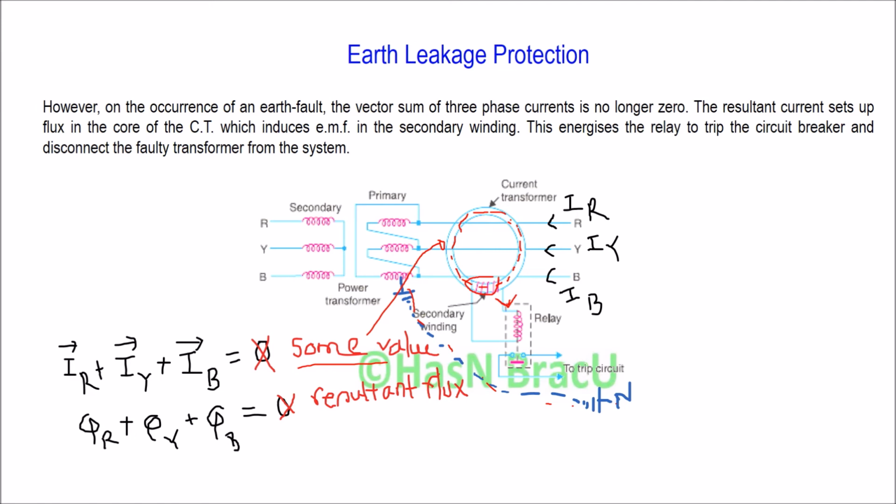Normally 20% current setting is used for this earth leakage relay, as the leakage current is very small. When the value of this leakage current exceeds the predefined fault current level, then the relay operates, and this is how the relay coil is energized in an earth leakage protection system in a current transformer. Then this relay trips the circuit breaker and disconnects the faulty transformer from the system.